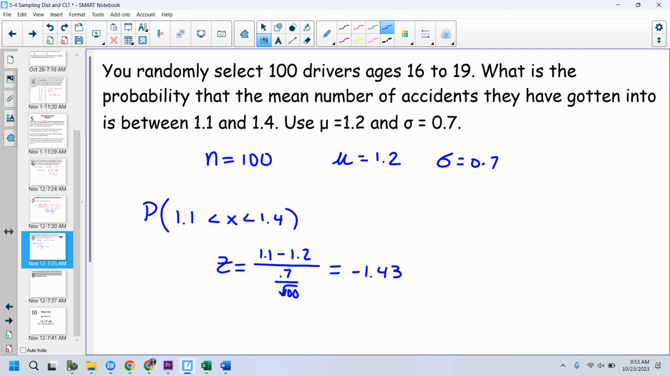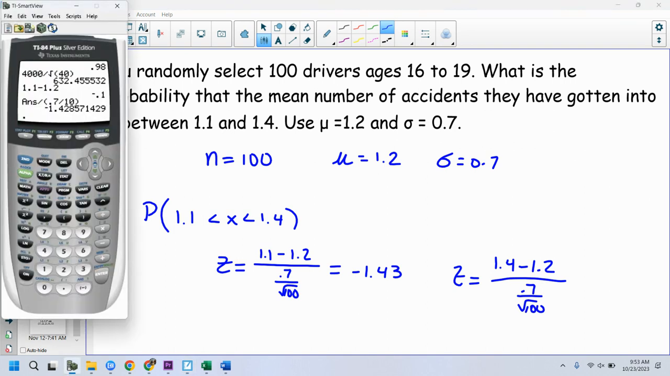And then my next z-score is going to be for 1.4. 1.4 minus 1.2 divided by 0.7 divided by the square root of 100. So I take that 0.2 that I've got on top divided by 0.7 divided by, not square root of 10, just 10. So 2.86.